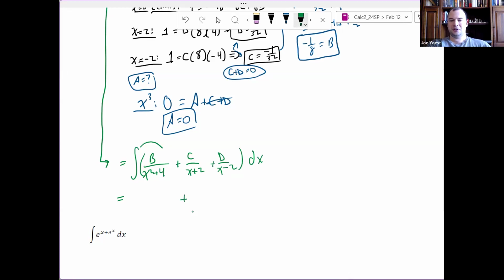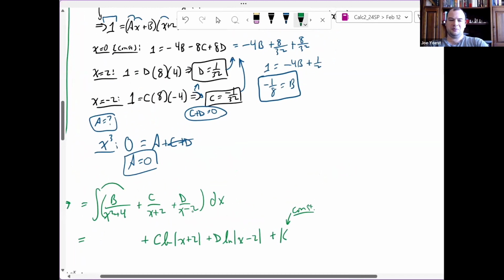C over x plus 2 is going to be C log absolute x plus 2. And plus d log absolute x minus 2. I'll put something like plus k here for my arbitrary constant. C and d, I'm going to plug in the values in a second here, but for now, I'll just call that constant k.